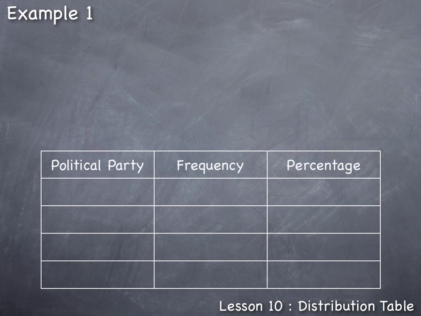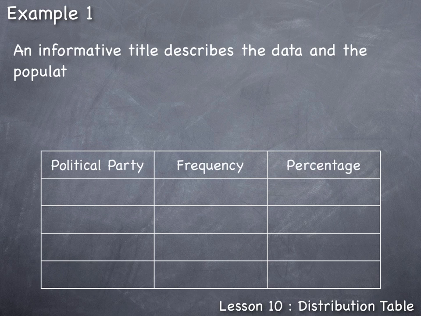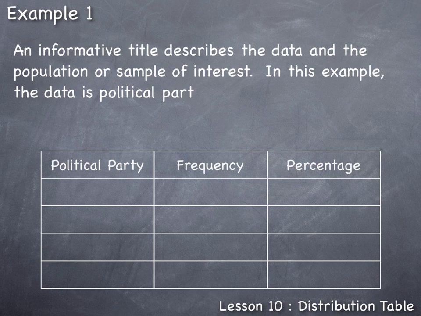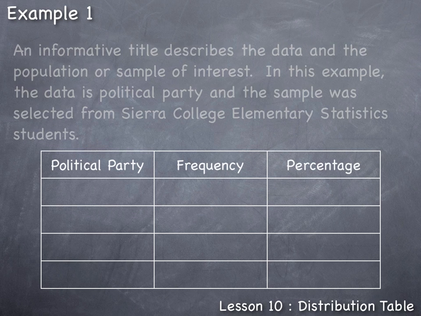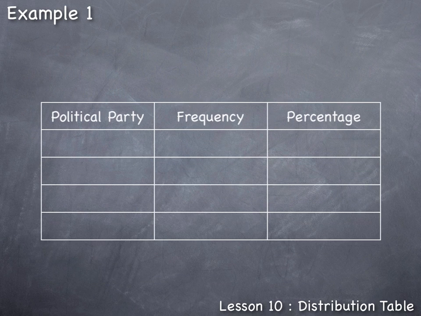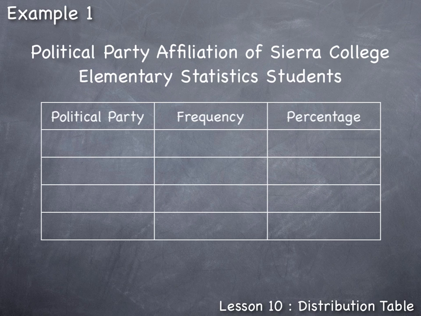All graphical methods need to have a title appearing above it. An informative title describes the data and the population or sample of interest. In this example, the data is political party, and the sample was selected from Sierra College Elementary Statistics students. Therefore, both of these items need to be included in the title. So here's one acceptable title: Political Party Affiliation of Sierra College Elementary Statistics Students.